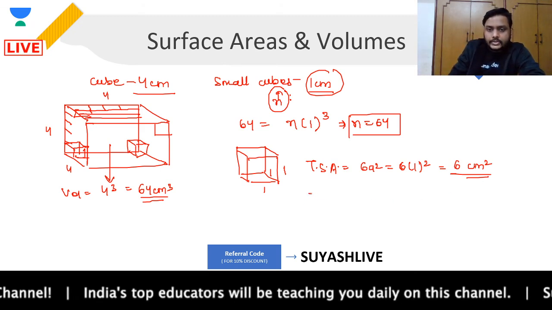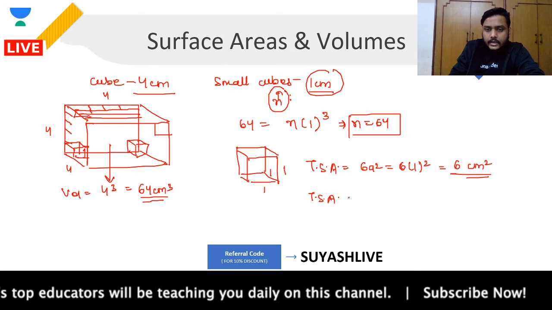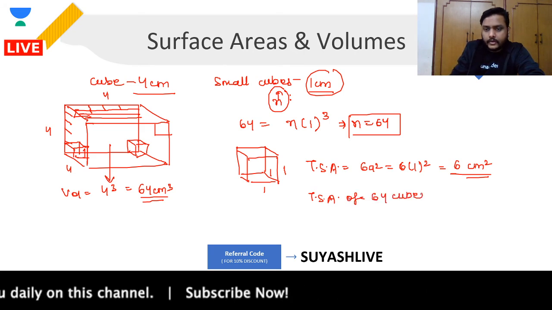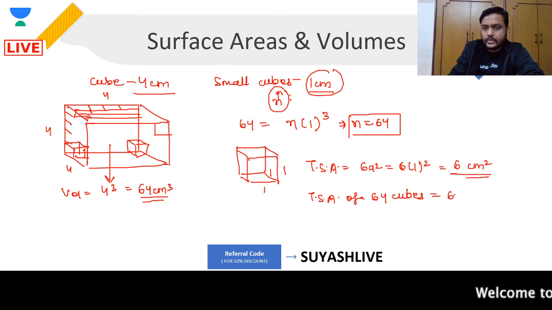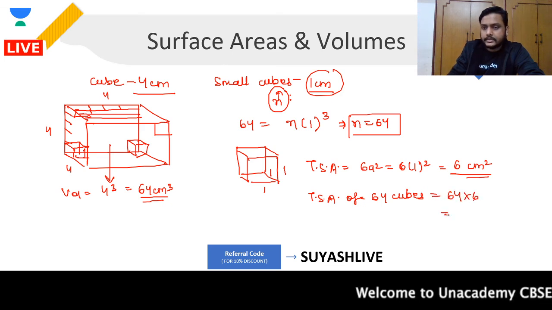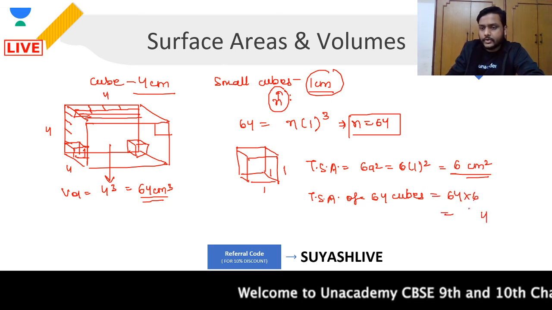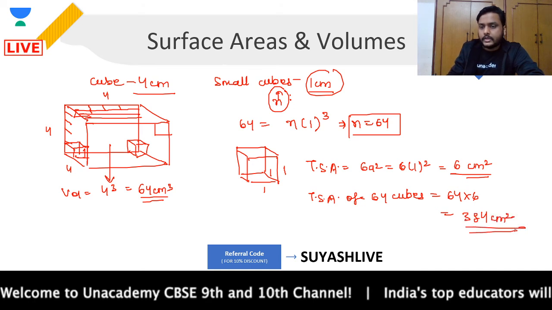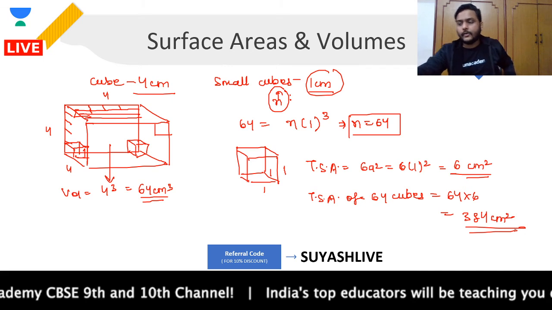And now, guys, the total surface area of 64 cubes will be 64 into 6. 6 fours are 24, 2 carries, 36. That is 384 centimeters square. This is the total surface area of all the cubes.